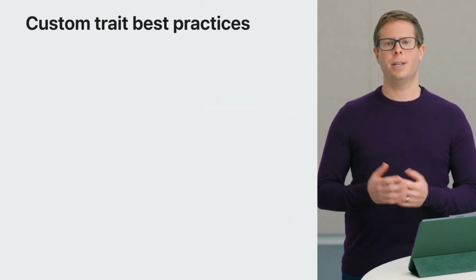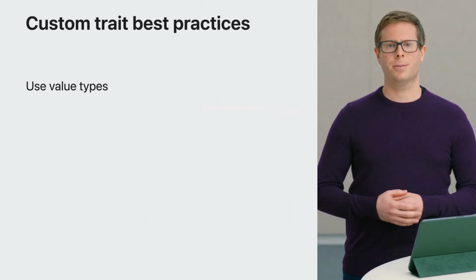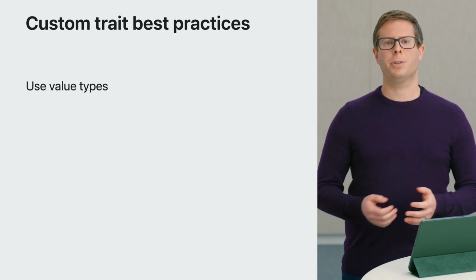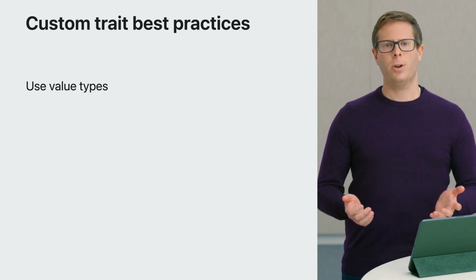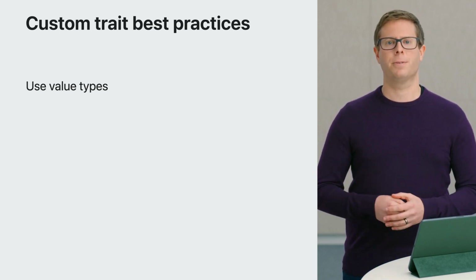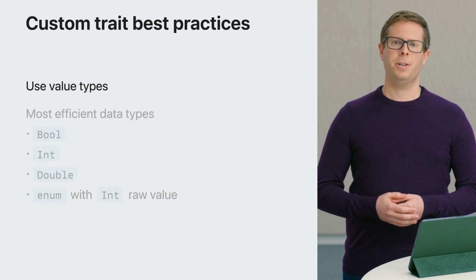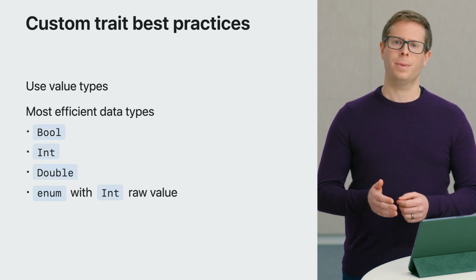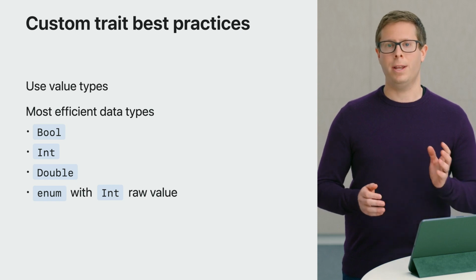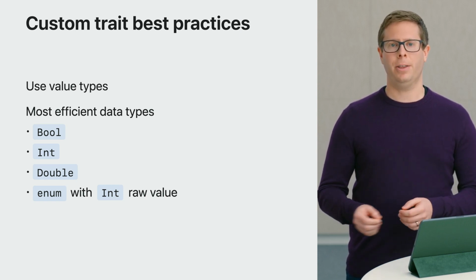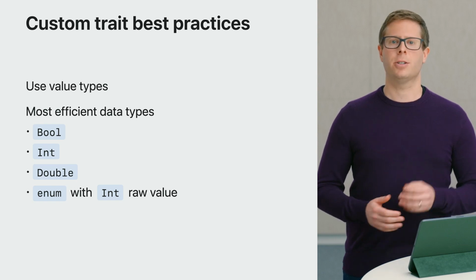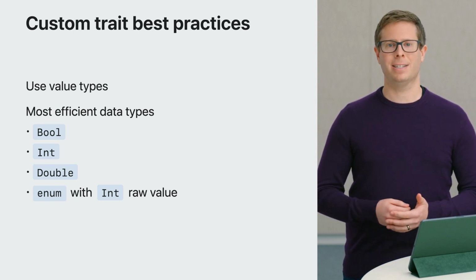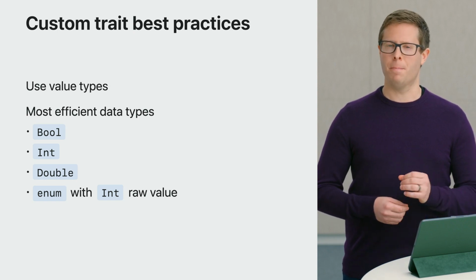When defining a trait, the most important thing to consider is the associated data type of the trait's values. The best traits are built around value types, including simple structs and enums. Avoid traits that are based around classes in Swift. The most efficient data types for traits are bool, int, and double, or an enum that uses an int raw value. Enums are one of the most useful data types for traits. Just make sure to explicitly specify int as the enum's raw data type for maximum efficiency.